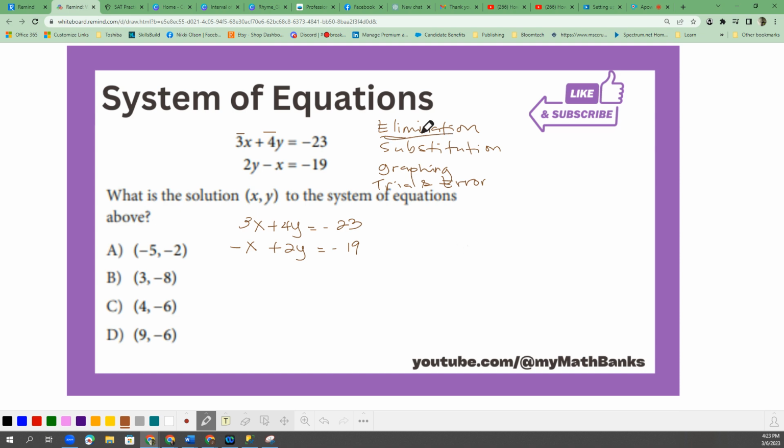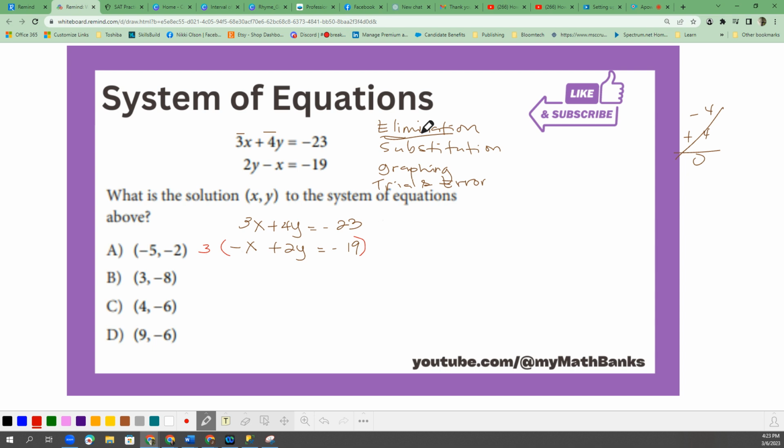Now, if I want to do elimination, I want the variables to have the same coefficient but opposite in sign so that I can add them. When you add two numbers like negative 4 plus 4, that becomes 0, effectively eliminating that variable. So what can I do? You can either eliminate y or x, it's up to you. I'm gonna eliminate x. I already have a 3x here, so I can multiply the second equation by positive 3, because then this would become negative 3x.